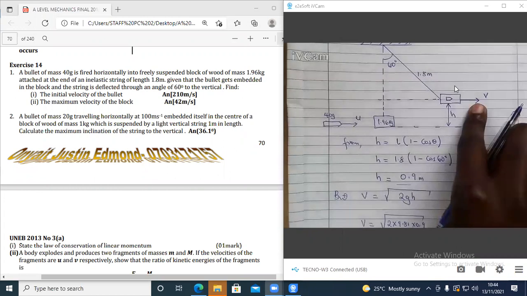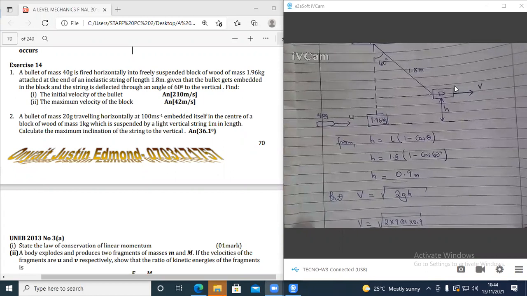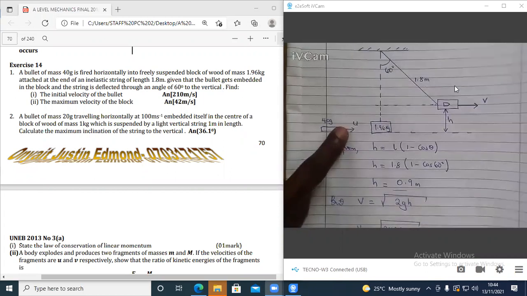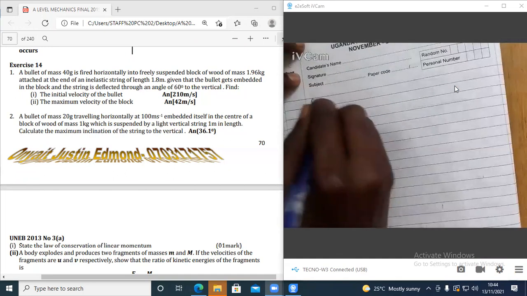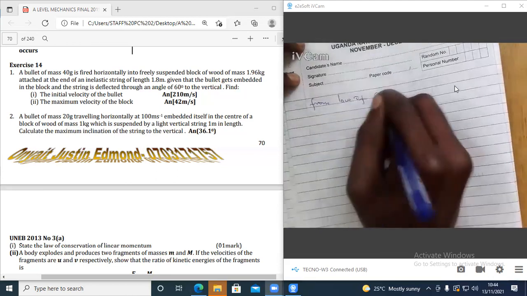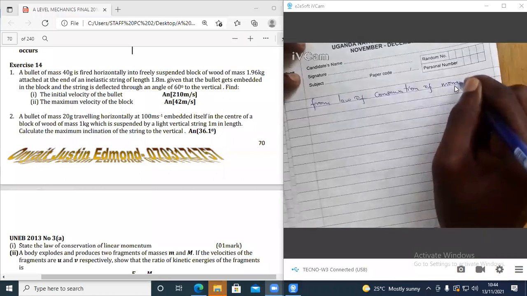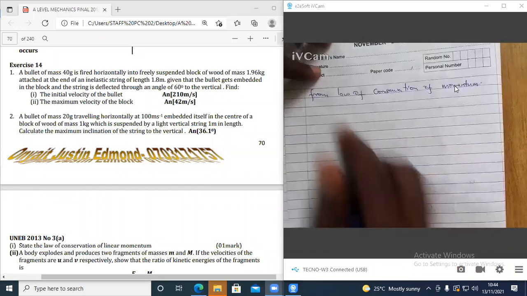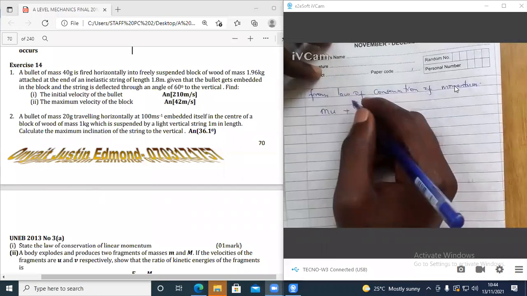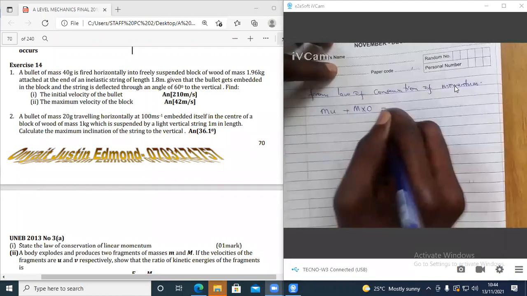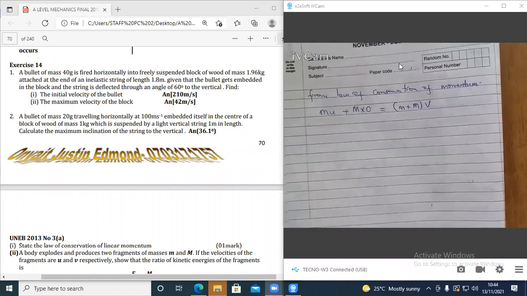This V here is after the impact. But the first question was asking for the initial velocity of the bullet. So to find the initial velocity of the bullet, we use the law of conservation of momentum. So I have m times u plus the wood, which was at rest, times 0, equals m plus the capital M times the common velocity v.